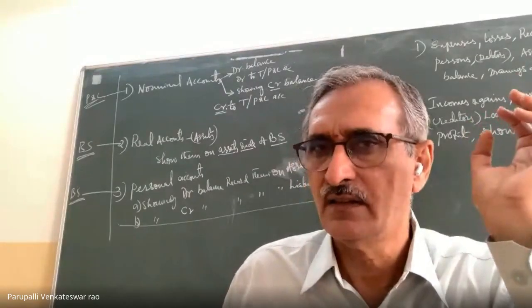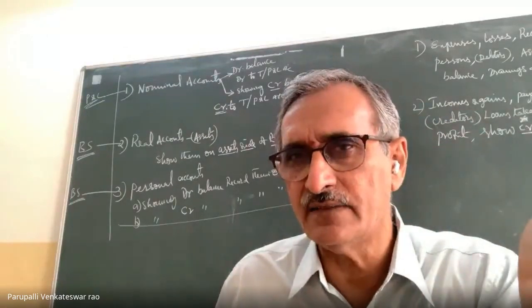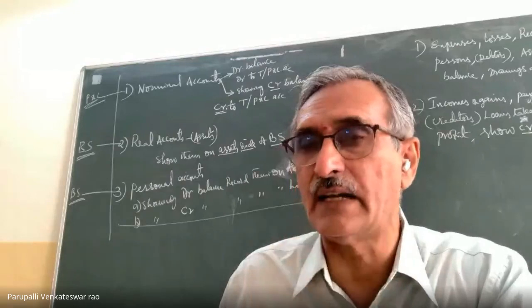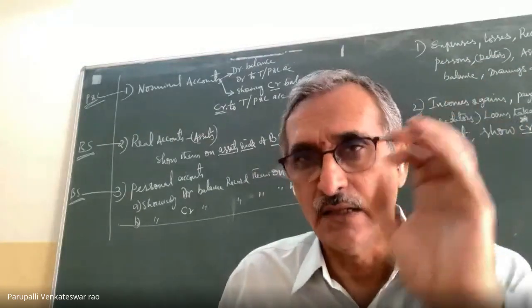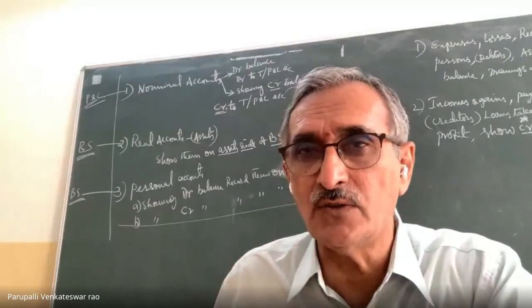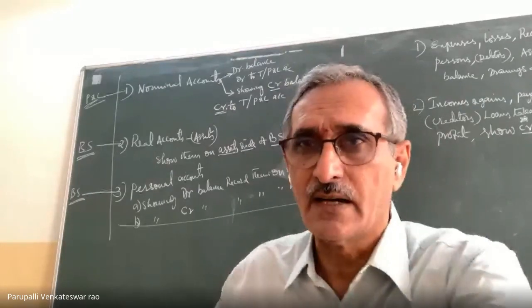That's it. Then personal account debit balance, asset side. Personal accounts credit balance appear on the liability side of the balance sheet. It means personal accounts and real accounts will appear in balance sheet. Be careful. Look at what I wrote there.